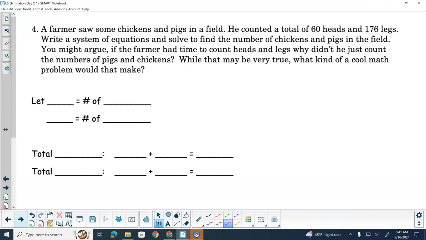You might argue, if the farmer had time to count heads and legs, why didn't he just count the number of pigs and chickens? Well, that may be very true. What kind of a cool math problem would that be?